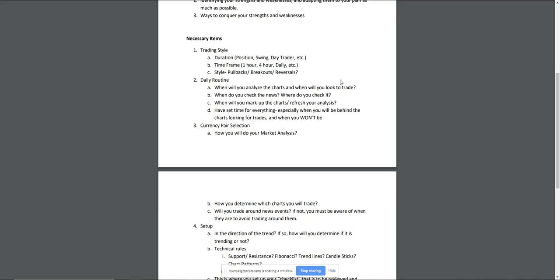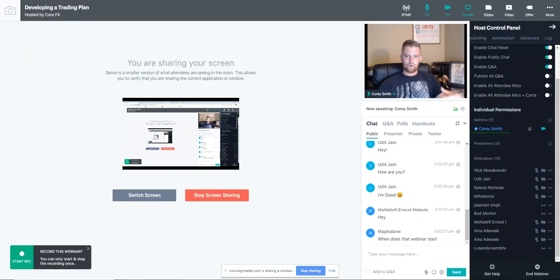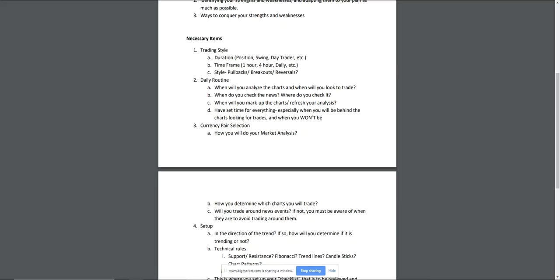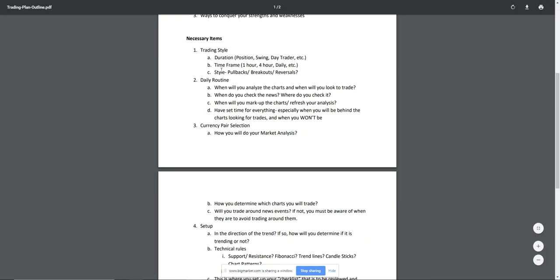And then the style, right? Are you going to trade pullbacks? Are you going to trade breakouts? Are you going to trade reversals? Are you going to trade range-bound markets? What are you going to trade? What style are you going to trade? Maybe you only short trades, and you never go long, and you're only trading this pair. There's a million different ways that people have come up with to make money in the markets, but this is where we develop that plan, and we figure out what we're going to be doing, right? So your style is within this section.